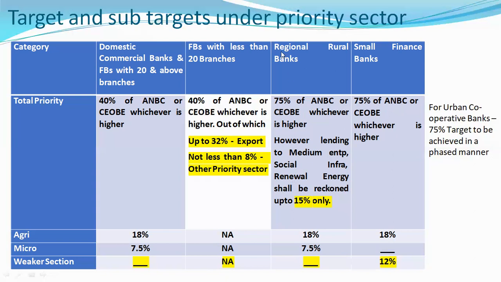Okay, so for regional rural banks, however, lending to medium enterprise, social infra, renewable energy shall be reckoned up to 15% only. And friends, urban cooperative banks are also having this priority sector guideline, so they also have to do 75%. They have to complete the priority sector target, but in a phased manner. So what is that phased manner, that also you have to tell. Okay, so let's see what is the right answer for this question.